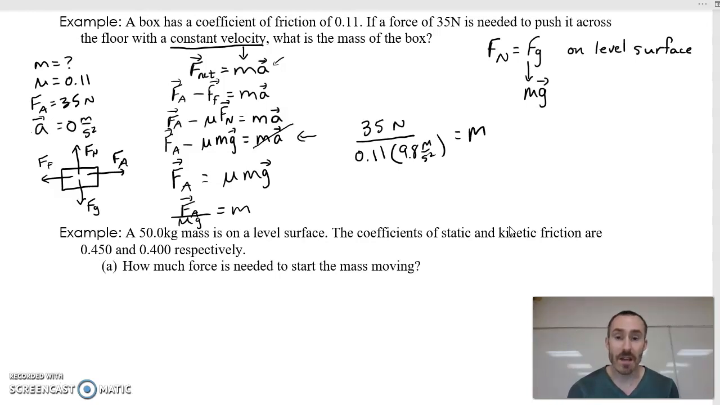Now you need to be careful that you punch this into your calculator correctly. You have to go 35 divided by, either put this whole thing in brackets or calculate this separately and then divide. But if you go 35 divided by 0.11 times 9.8, your calculator is going to do BEDMAS better than you, and so it's going to do it not how you intended. And so when we do this, we get 32 kilograms.